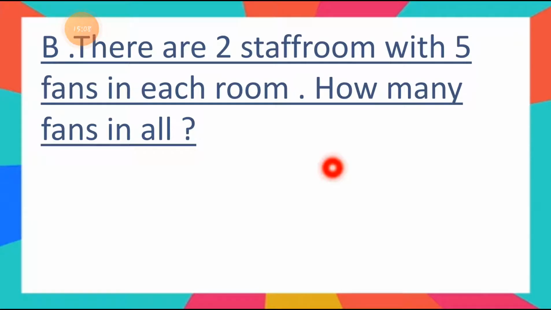Here is question number B. So let's read question number B of the textbook exercise. So here, there are two staff rooms. You know now what a staff room is? Where the teachers are sitting, it is called the staff room. Where the staff of the school is sitting, it is called the staff room. There are two staff rooms with 5 fans in each room.